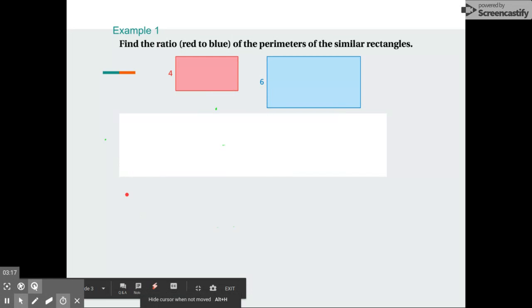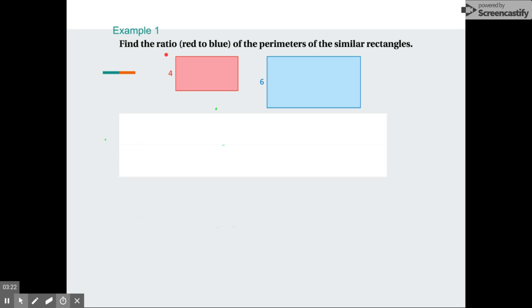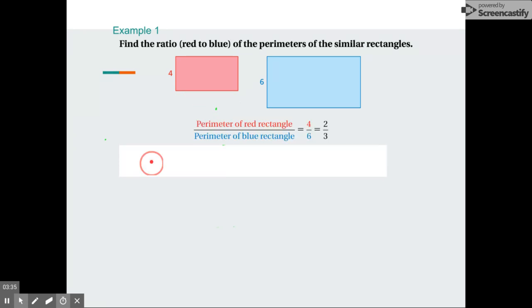So here's example 1. If we are given 2 rectangles, we want to find the ratio from red to blue, right? We want to write the ratio of red to blue of the perimeters of these similar rectangles. Since we know that they're similar, we can use the ratio of the sides in order to find this. So the perimeter of the red rectangle over the perimeter of the blue rectangle, as a ratio or fraction, is going to be the same as the sides, which is 4 over 6, reduced as 2/3. So the ratio of the perimeters is 2 to 3, just as the ratio of the sides is 2 to 3.